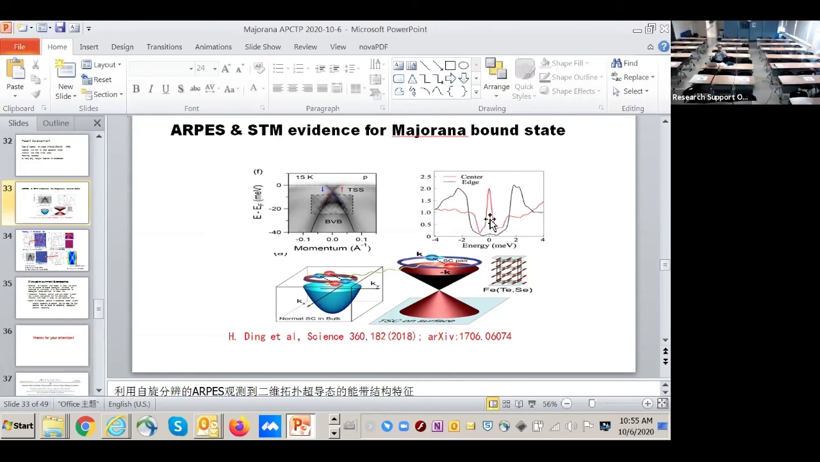So then my question is that we all know very well the bulk superconductivity of iron-based superconductors. The main pairing mechanism is the s plus minus pairing state. If you assume the proximity effect of this bulk superconductor on the surface topological state, then this surface topological state should choose either s plus or s minus.